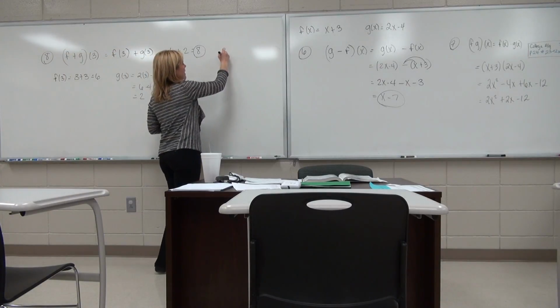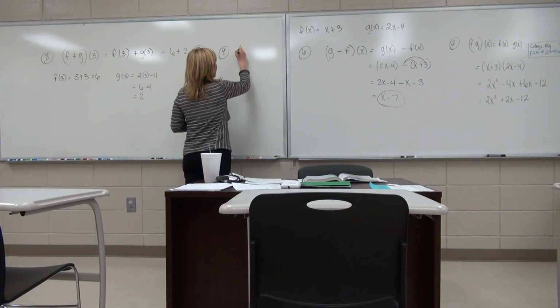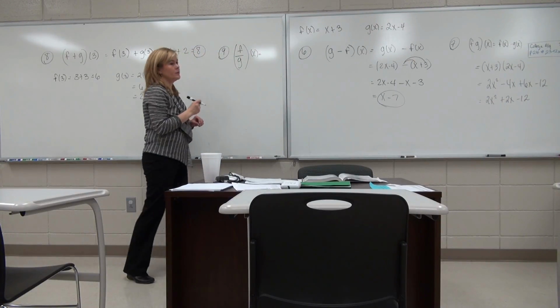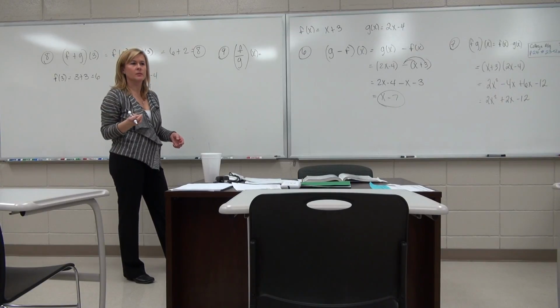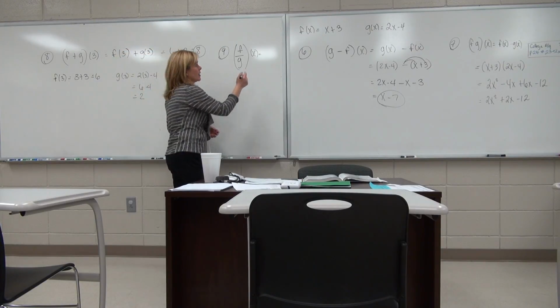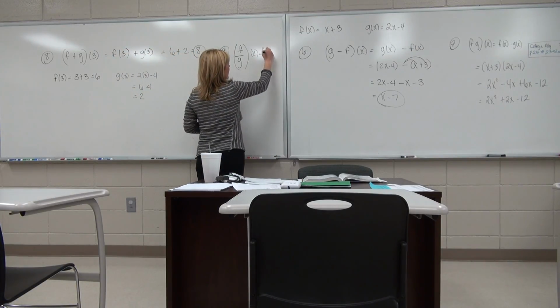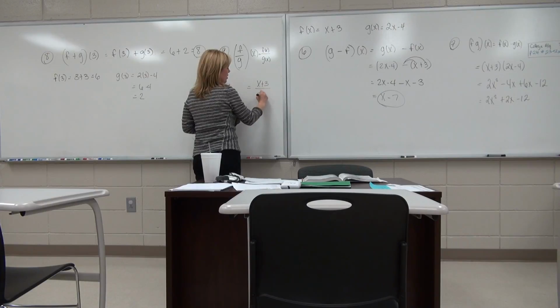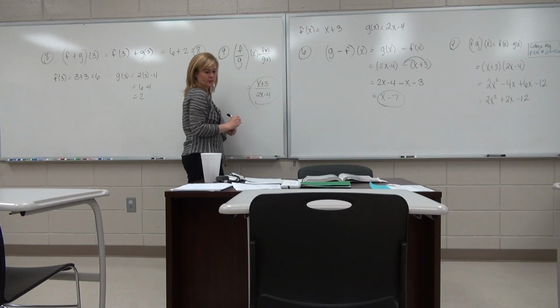Last one, number 9. Let's say if I have f divided by g of x. This is probably the easiest one. So that's f of x over g of x. So that would be x plus 3 over 2x minus 4.